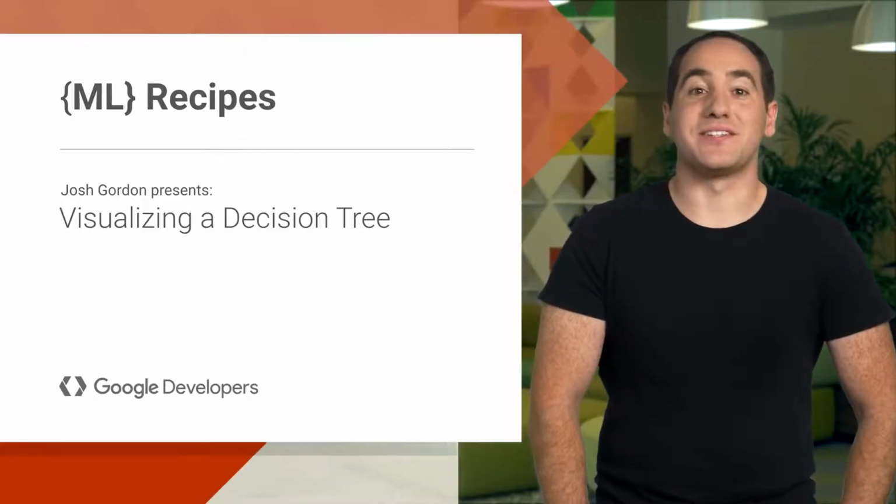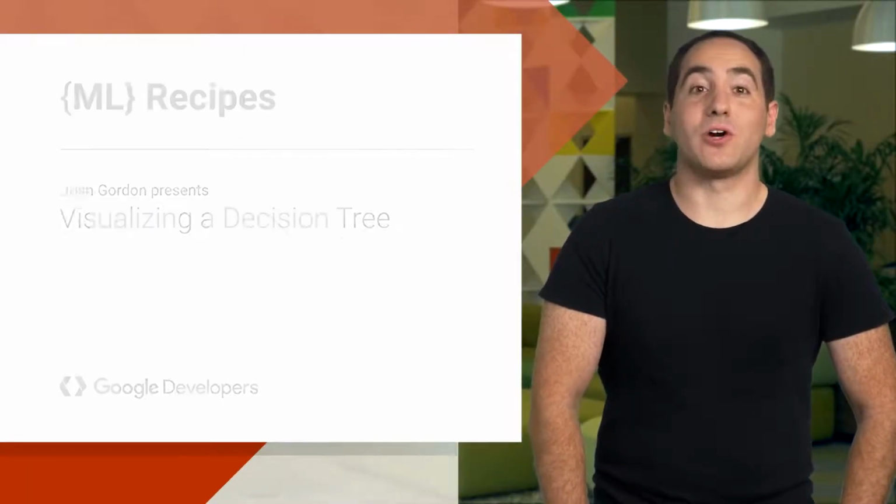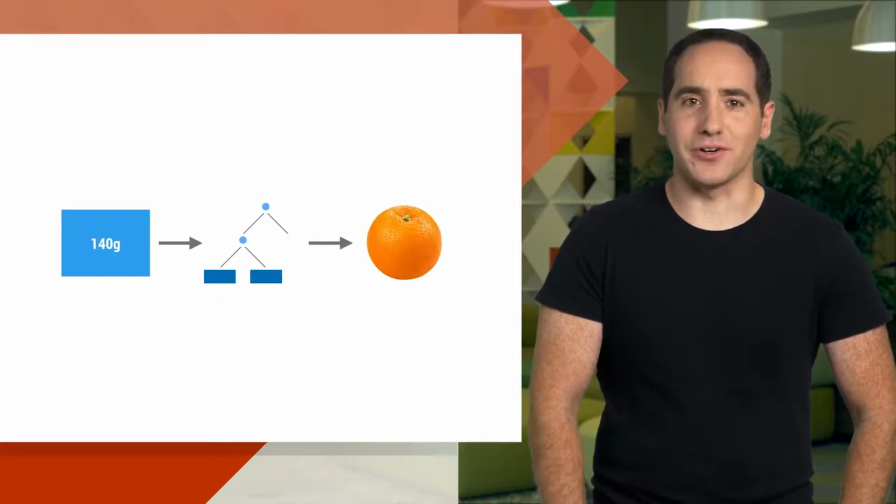Last episode, we used a decision tree as our classifier. Today, we'll add code to visualize it so we can see how it works under the hood.